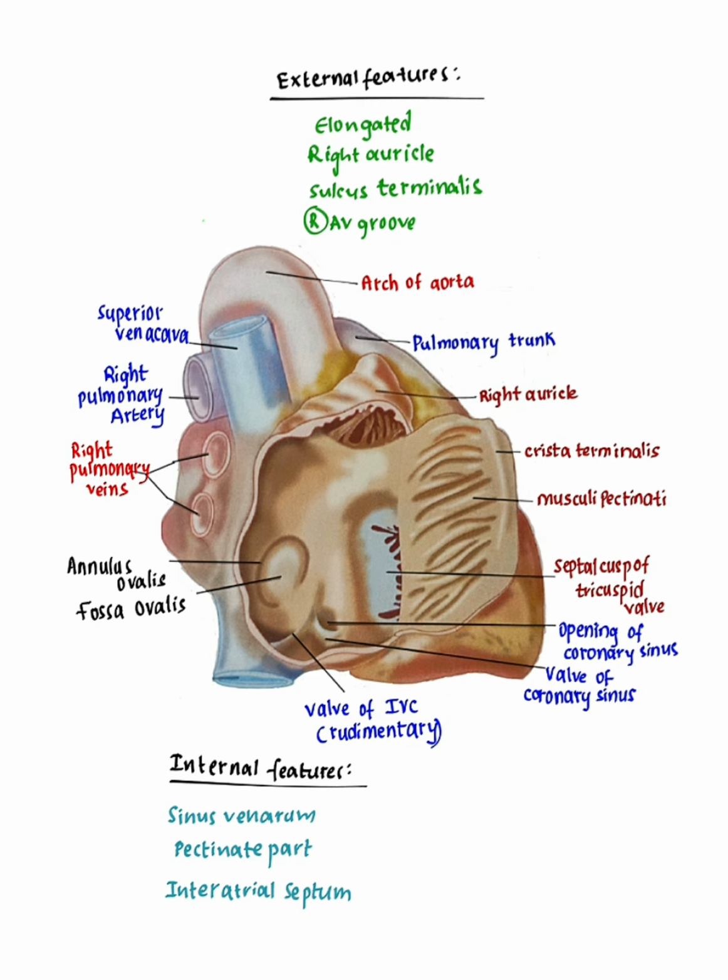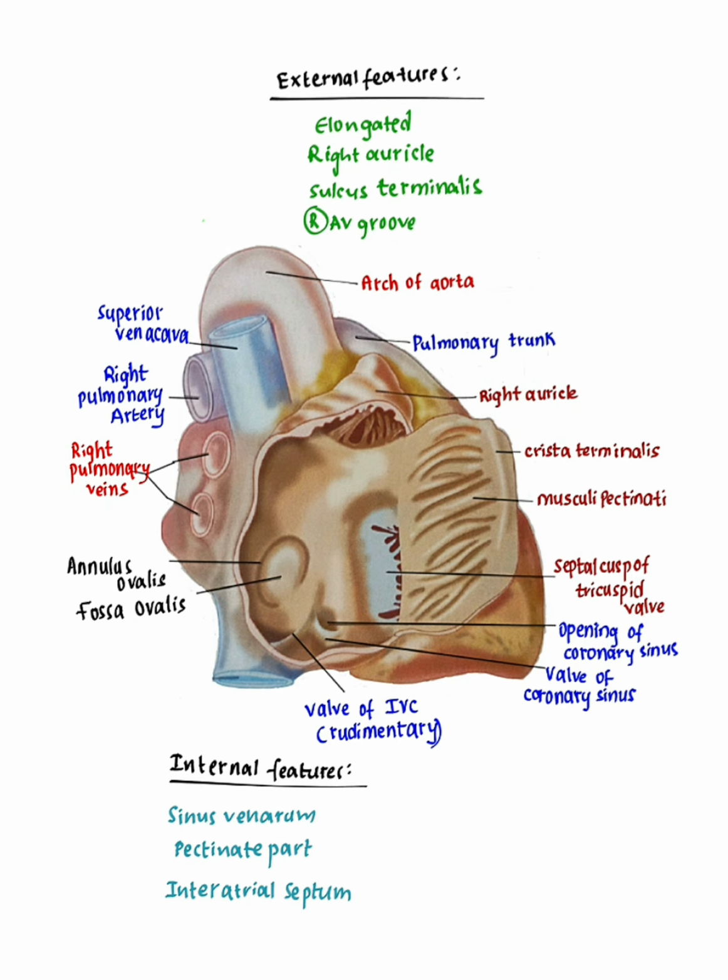Sulcus terminalis. It is a shallow vertical groove extending from the superior vena cava to the inferior vena cava. It is produced internally by the crista terminalis. The upper end of the sulcus terminalis contains the SA node. Right atrioventricular groove. The right atrium and right ventricle are separated by the right atrioventricular groove. It lodges the right coronary artery and the small cardiac vein.